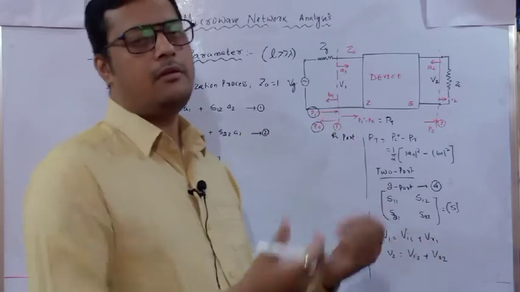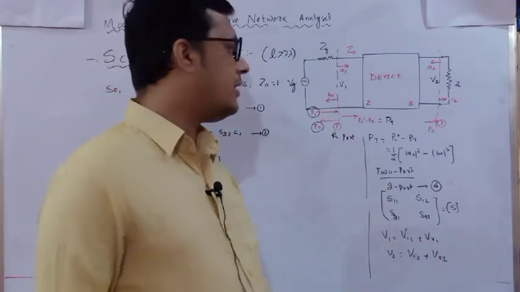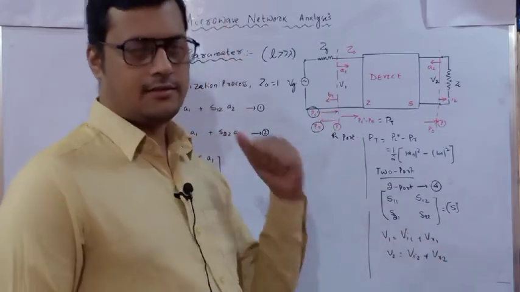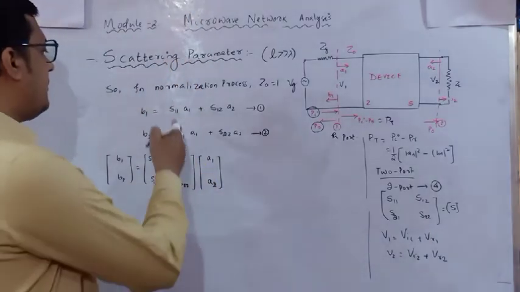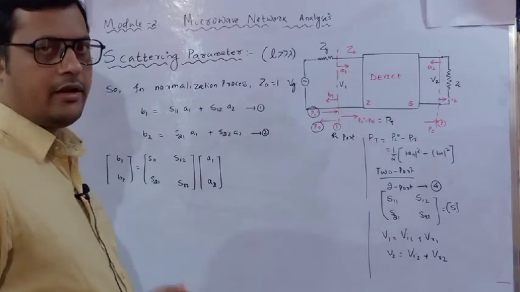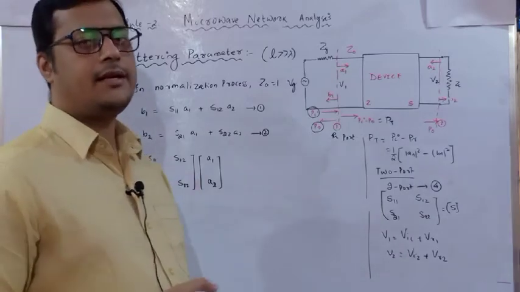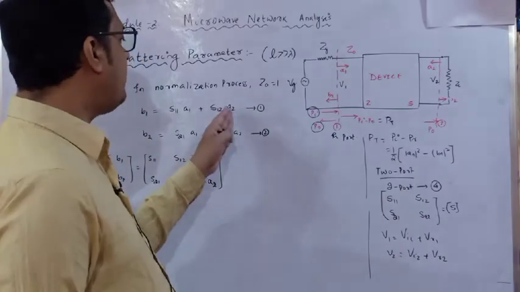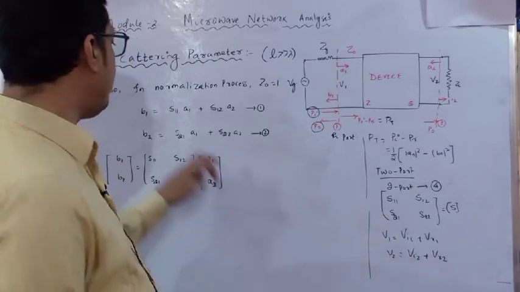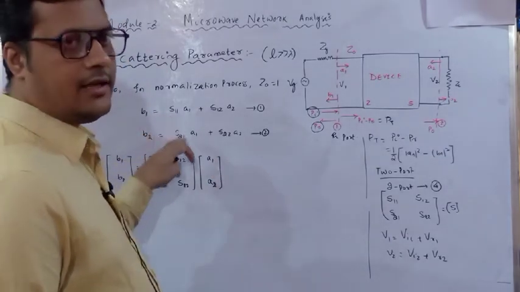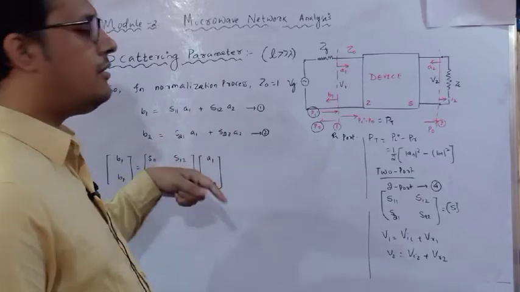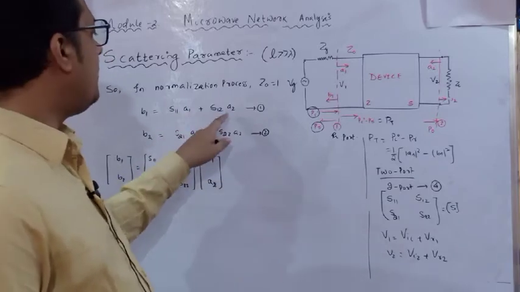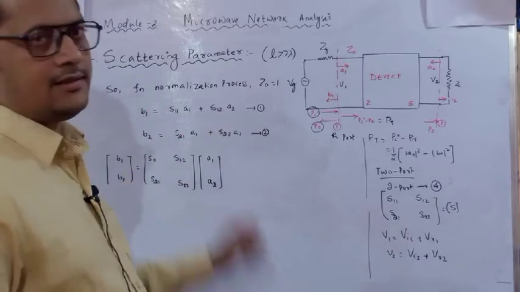Some power will be less, some power will be more, so according to that we have to analyze. Here it is called a normalized form. In order to determine S11, similar to the Z impedance and Y impedance, we have to make A2 as 0, so that we can determine S11 and S21. Similarly, if you make A1 as 0, you will get S12 and S22.